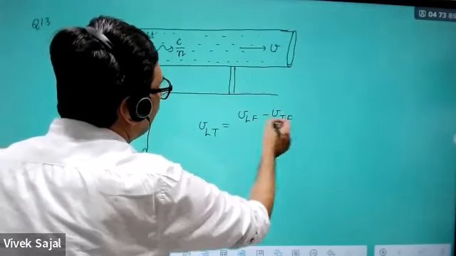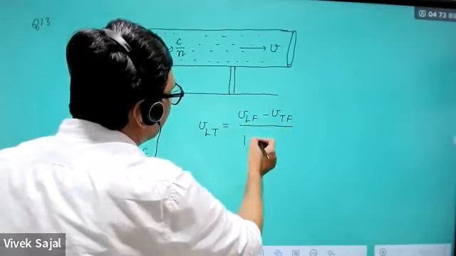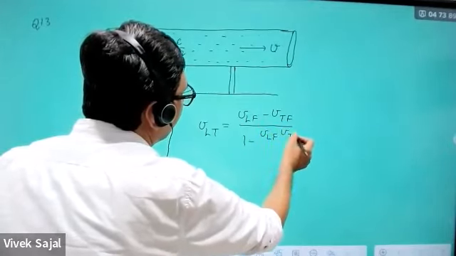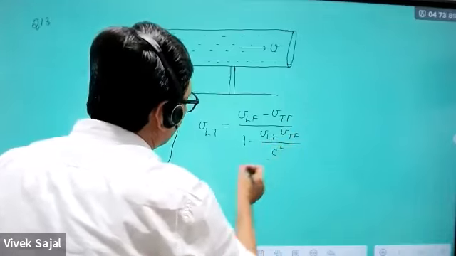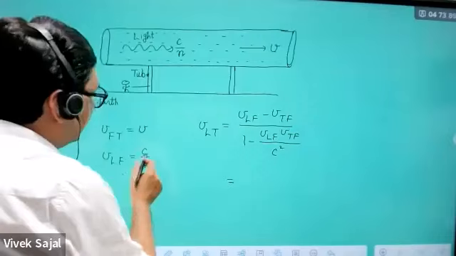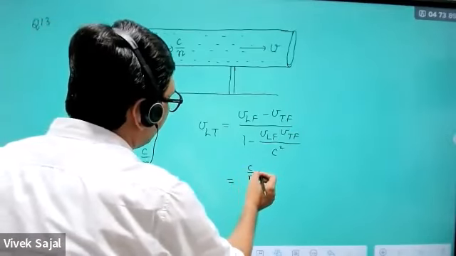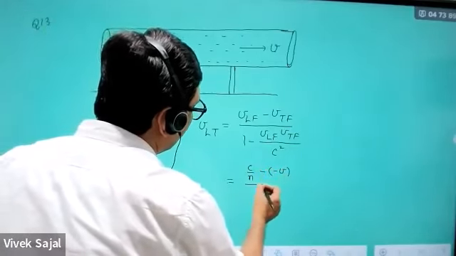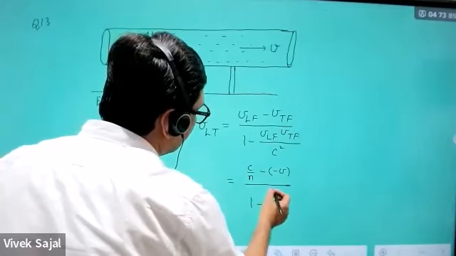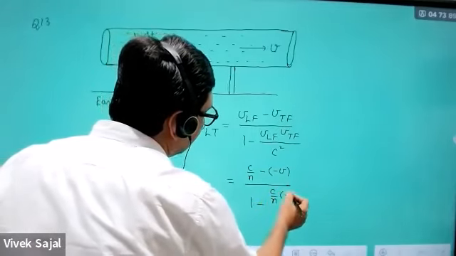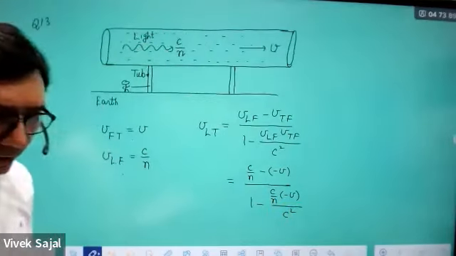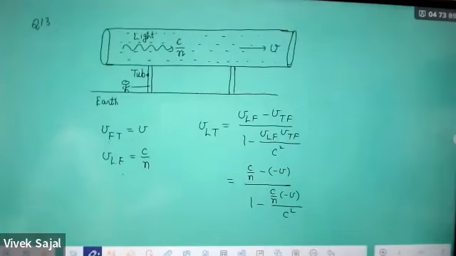Now find out: velocity of the light with respect to fluid minus velocity of tube with respect to fluid, divided by 1 minus VLF VTF divided by C square. So this will be LF, this is C by N, minus this is TF, so this will be minus V, divided by 1 minus C by N minus V divided by C squared. Now you can check which one is the correct option. So option C is the correct option, beta.